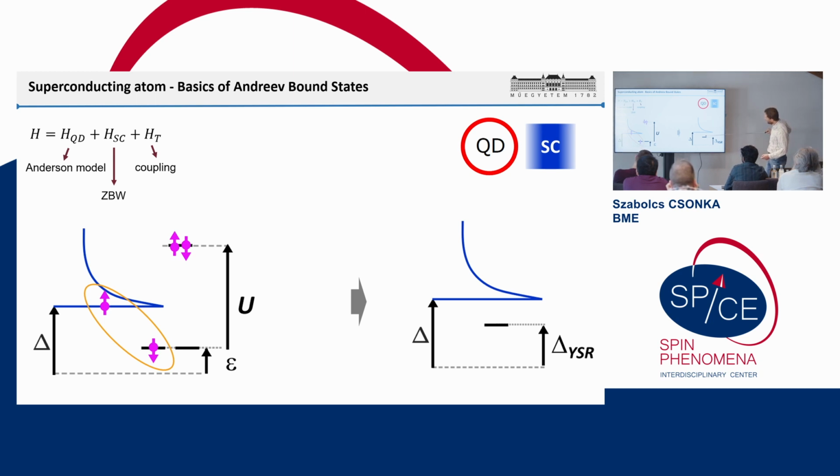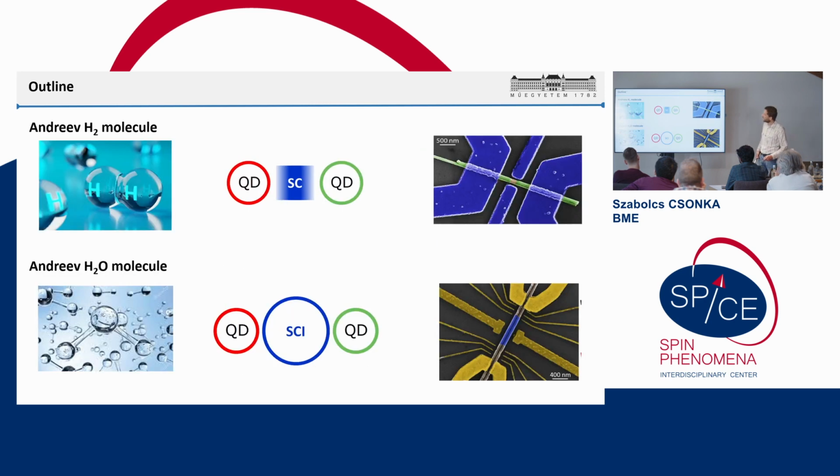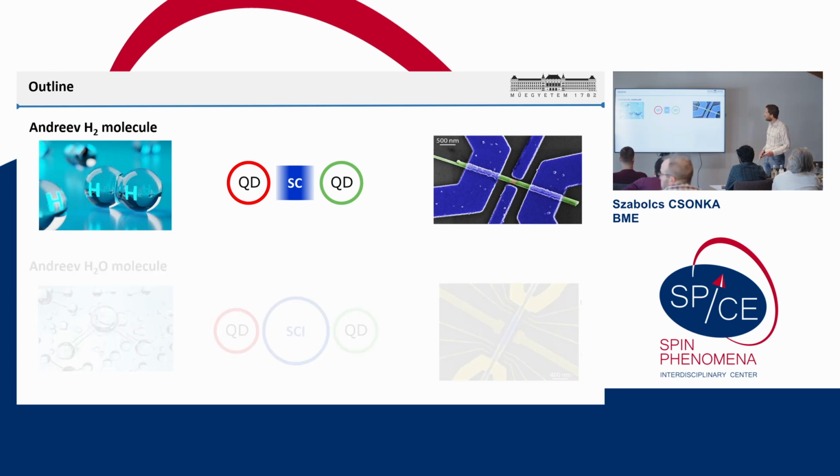So this is the spectrum. We expect a state inside the superconducting gap when we couple these 2 systems. And as a function of the level position of the quantum dot, the energy of this state evolves, as you can see here. This is the energy, or in a measurement, the bias voltage. This was measured in the last decade in different types of systems: indium arsenide nanowires, carbon nanotubes, and so on. Okay, so let's get then to these 2 systems, an Andreev hydrogen molecule first.